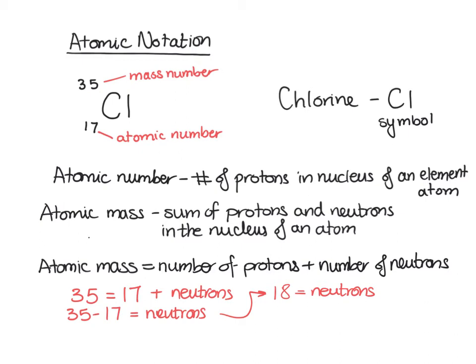So this equation right over here is very, very important in helping you find information about an atom given the numbers from the periodic table. The periodic table is going to give you the mass number and the atomic number. And using this equation, you are then able to find the number of neutrons that is in the nucleus of the atom.